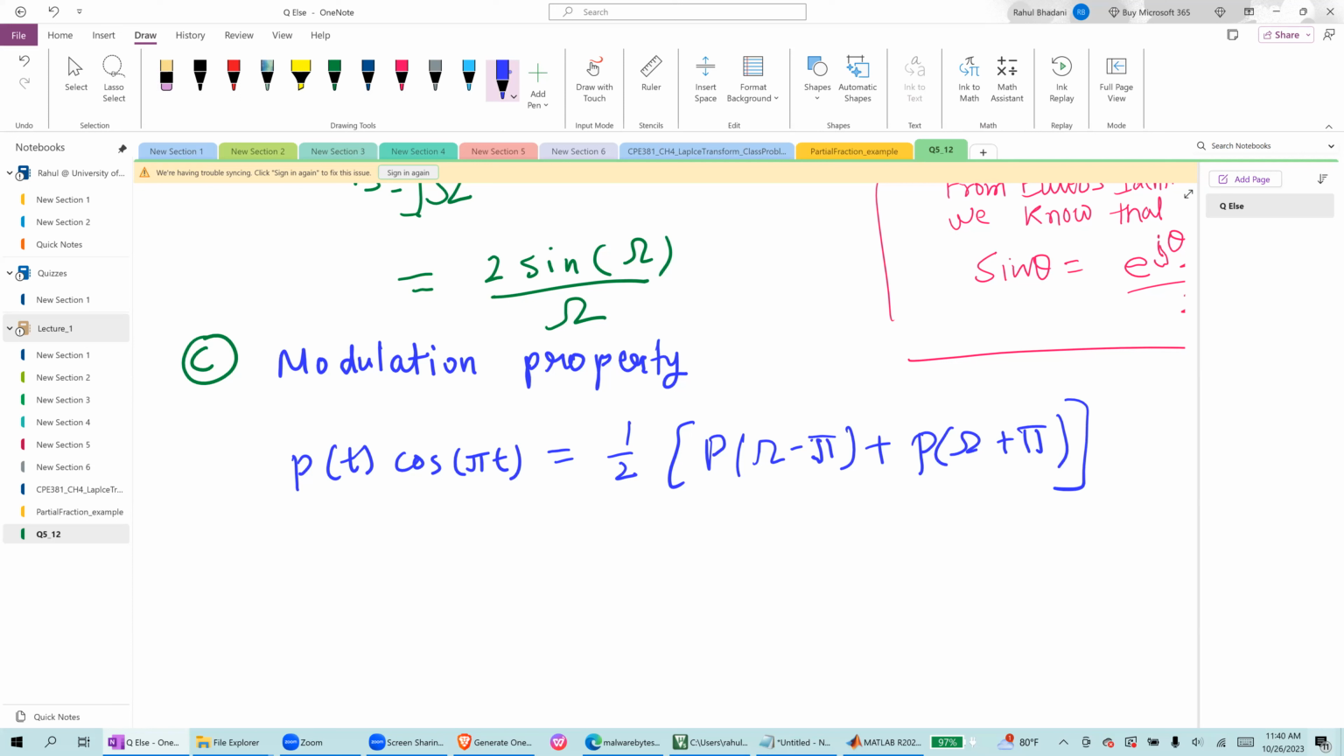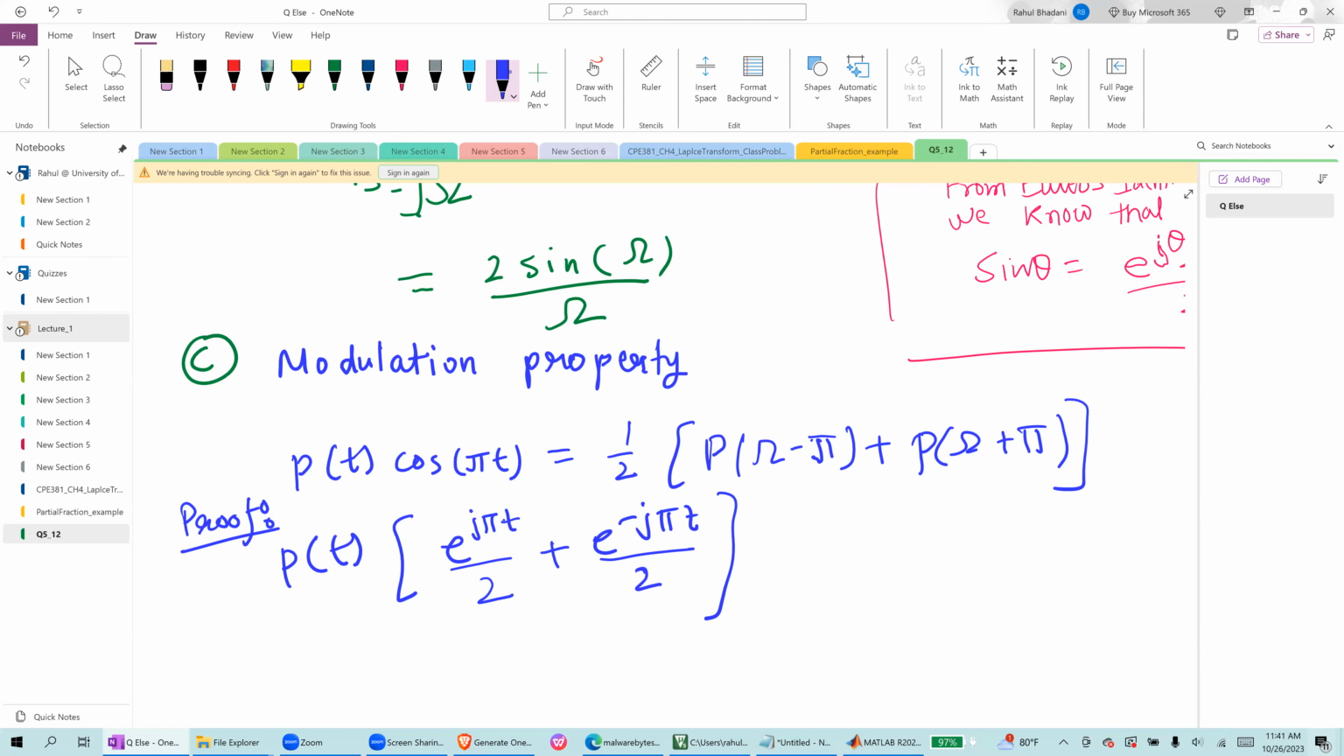Okay, and how do we arrive at this? It's very simple. First you write the cos in terms of Euler. So P of t times (e to the power jπt divided by 2 plus e to the power minus jπt divided by 2).